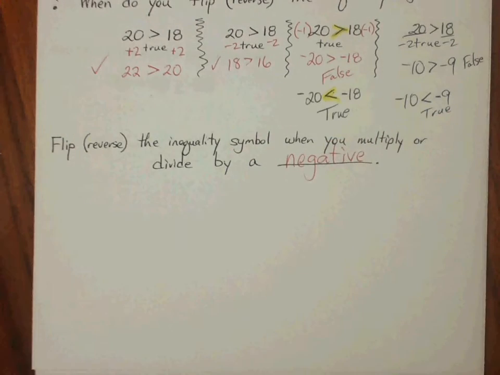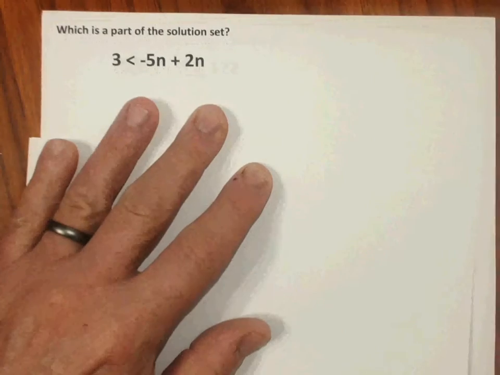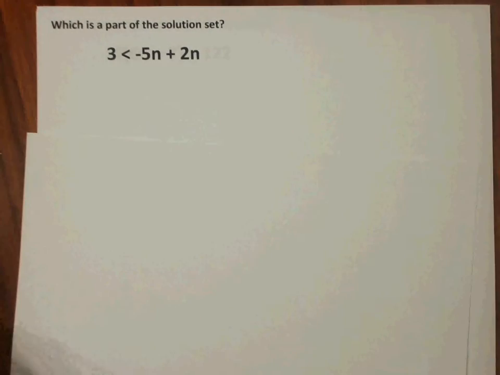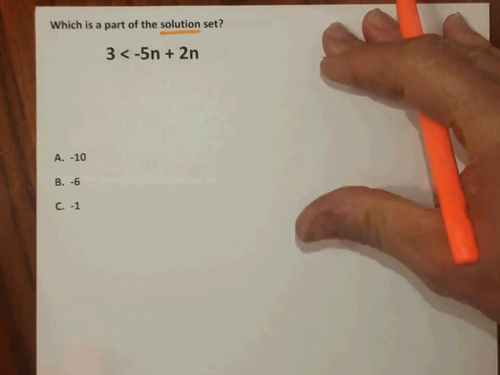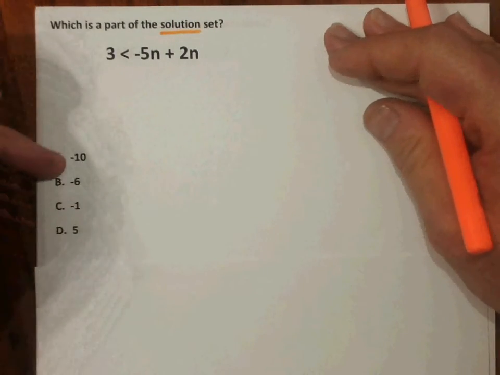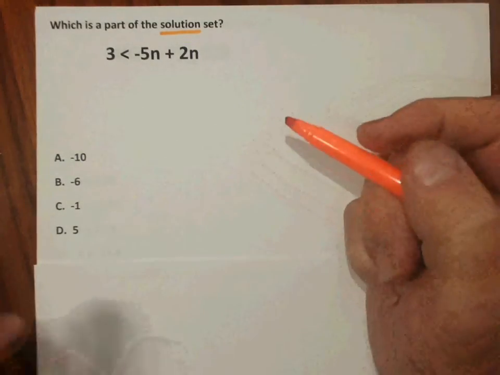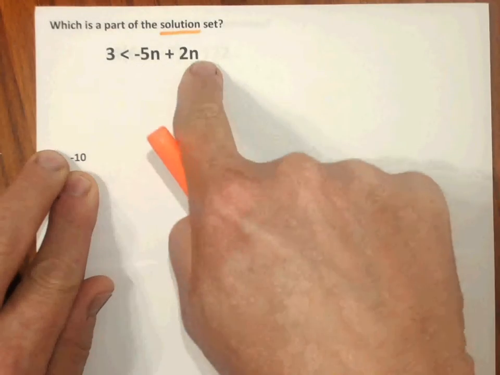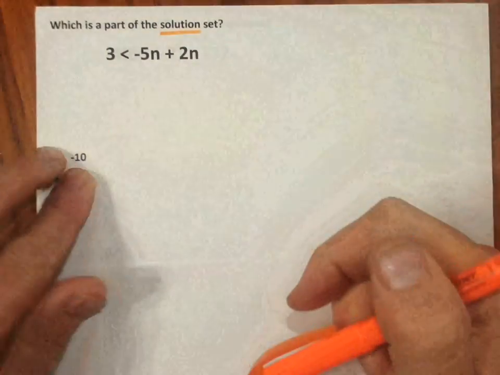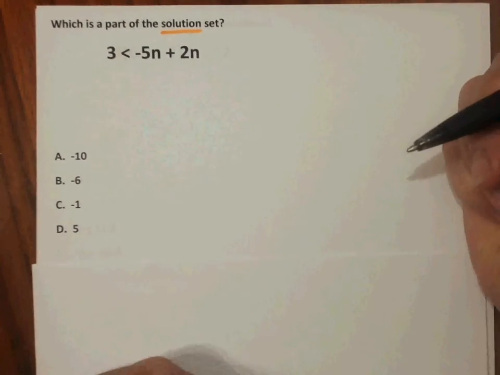So let's look at some of the problems that you're going to see possibly in this unit test. Now, if you notice in the instructions, it says which is a part of the solution set. So we're looking for which of these numbers make this inequality true. Now you could take each of these numbers and plug it in for n and just see which one makes a true statement. But we're going to use our skills that we've been learning in previous videos.